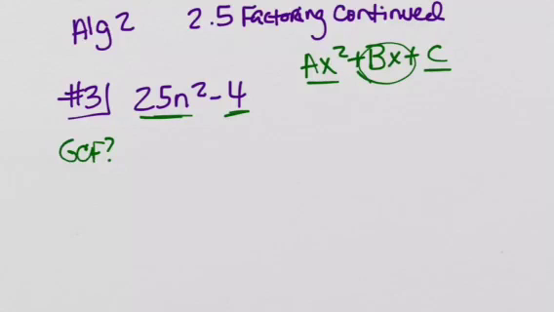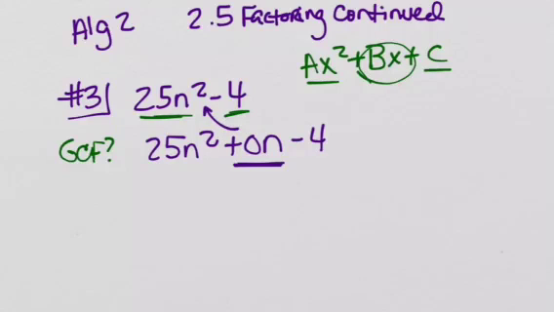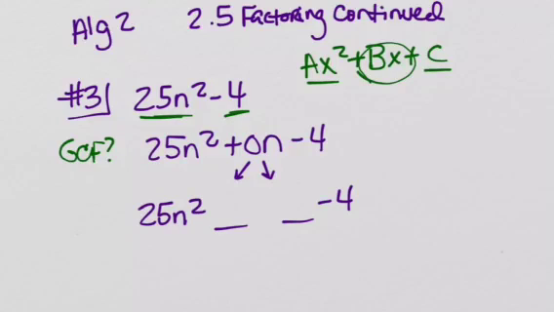So what I need to do is rewrite this as 25n squared, and I need to put a plus 0n in the middle, minus 4, as a placeholder, because this 0n is the same thing as just not having it written in the middle to begin with. Okay, and now I'm just going to go through the factoring process of expanding this middle term so that I can write this as a 4-term polynomial. So I'm looking for two things to put here in the middle.